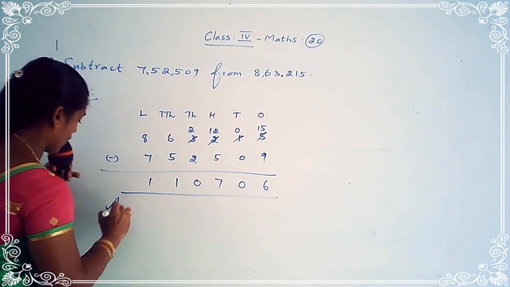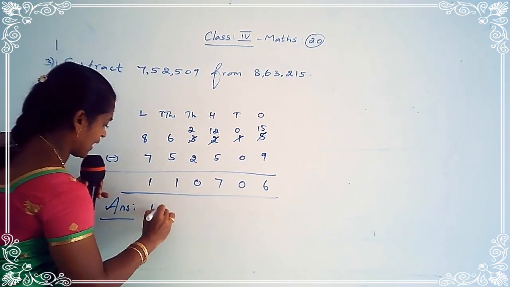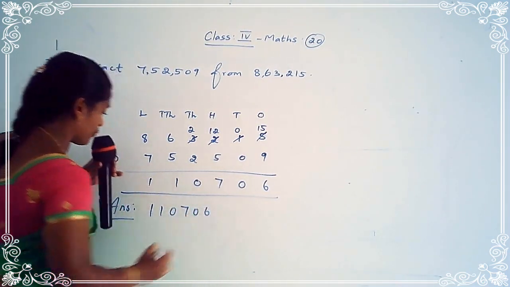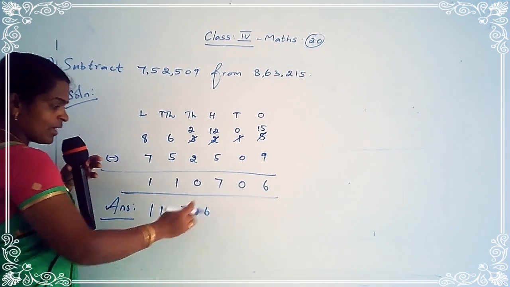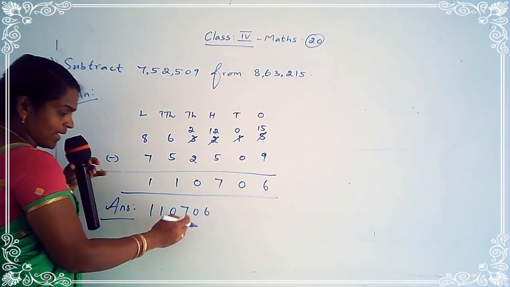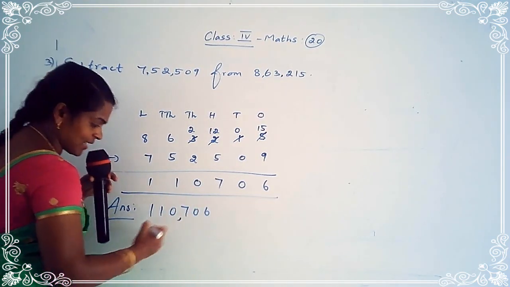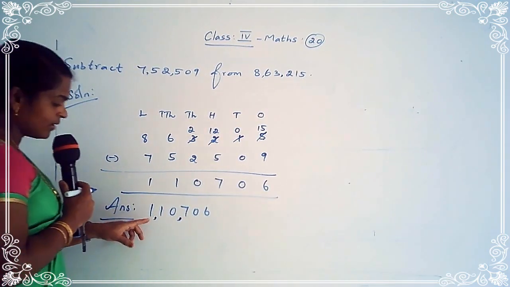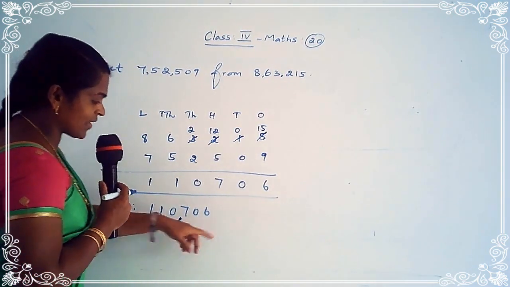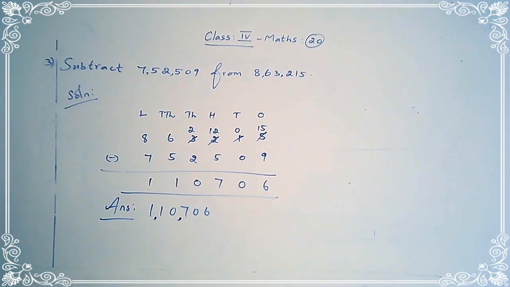Okay children, now you write the answer. Write the number, then after that you put the comma. How will you put the comma? First after 3 places, 1 comma. Yes children, ones, tens, hundreds, after hundreds 1 comma. Thousands, ten thousands, after that 1 comma. Now you read, 1,10,706. So your answer is 1,10,706. Okay children, clear? Now write down in the classwork note.